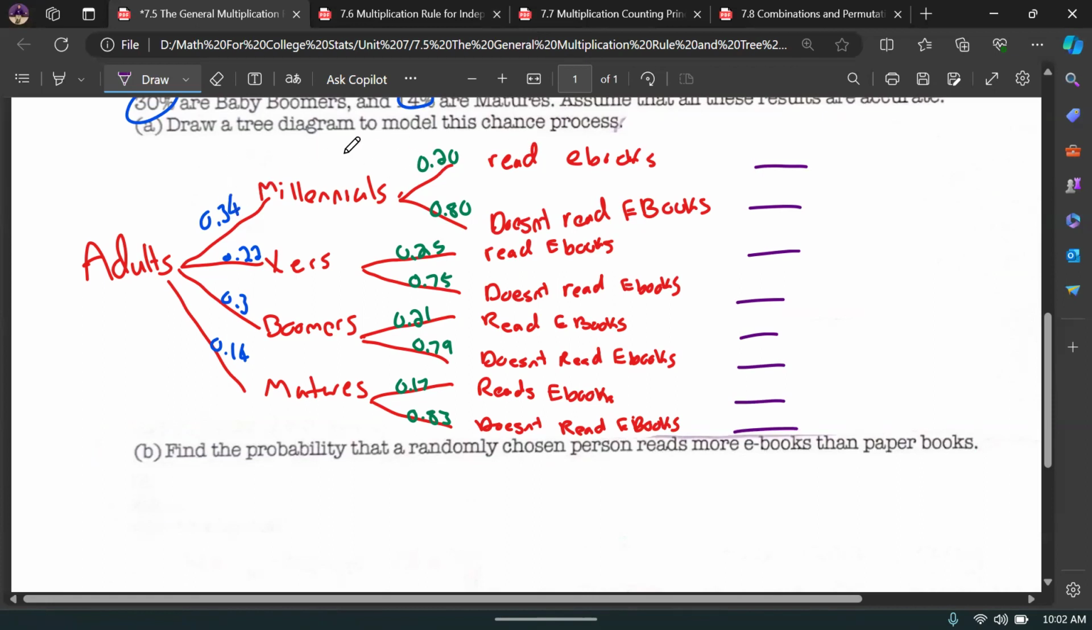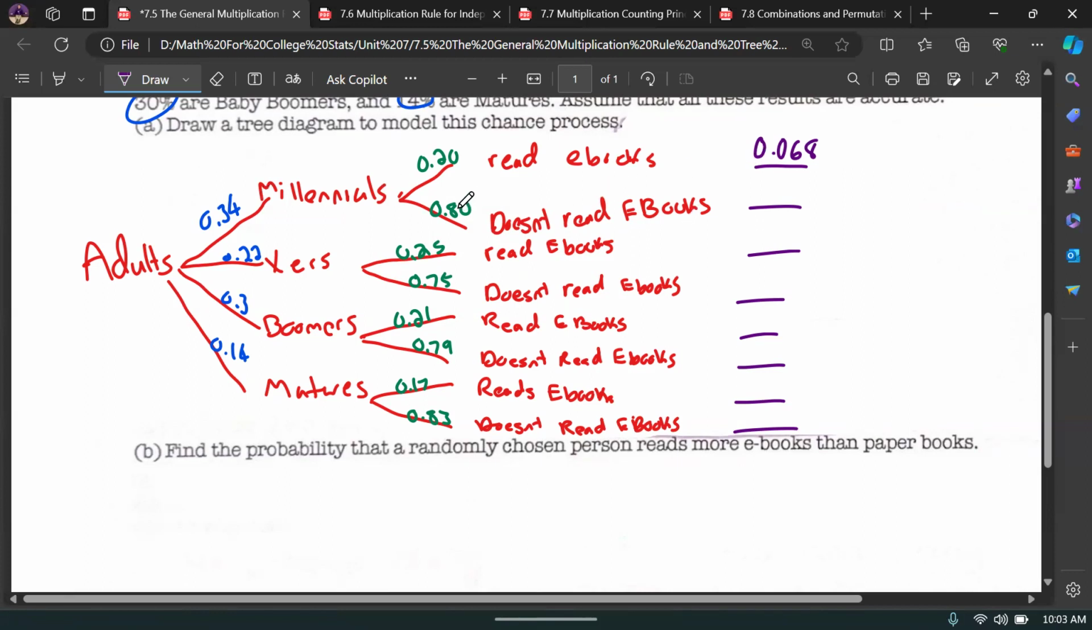So millennials and read ebooks, I'm going to take 0.34 times 0.20. And I'm just going to fill that in real quick. Let me use my calculator. 0.34 times 0.20 is 0.068. So basically, that's saying that 7% of all people are millennials who like to read ebooks.